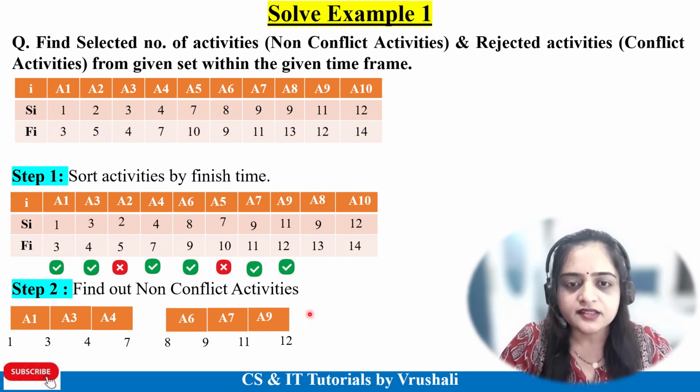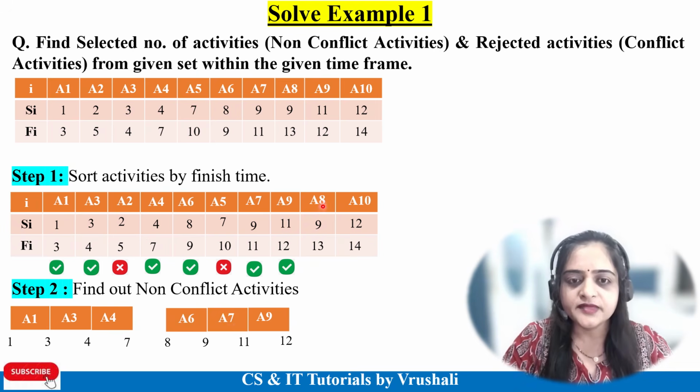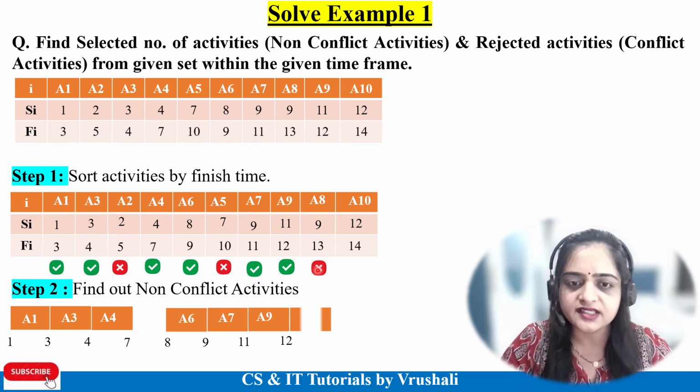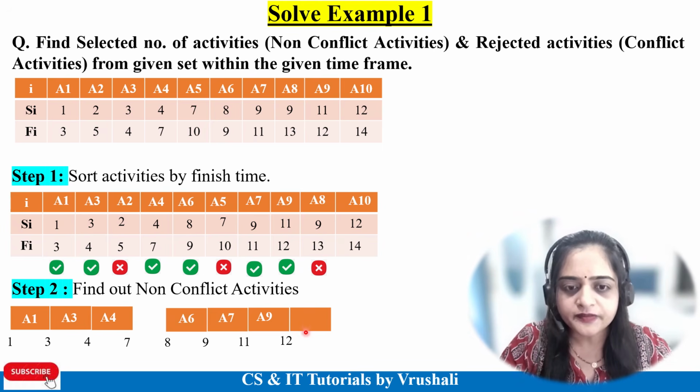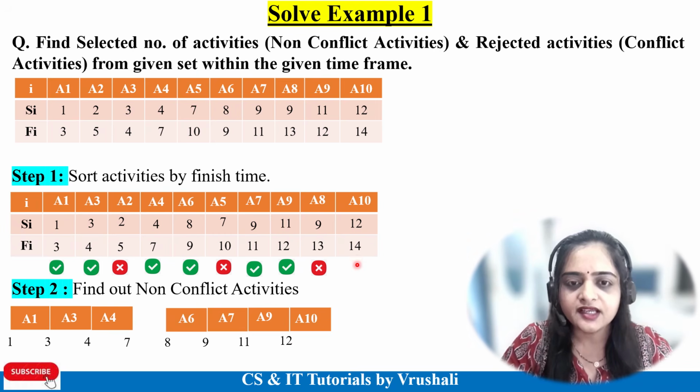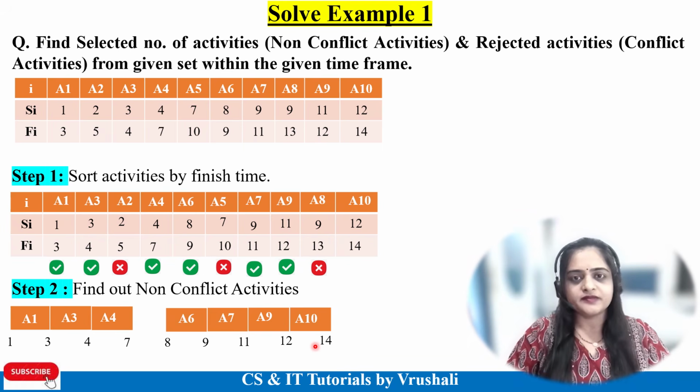Okay. Now the next A8 activity. So the A8 activity start time is 9 o'clock. But when this activity comes, at that time A7 activity is there, right? Means A8 activity overlaps with A7. So just reject this activity. Now at 12 o'clock A10 activity is performed. So just mention 12, A10 and the finish time of this activity is 14. So in this way, this activity is also performed, right?